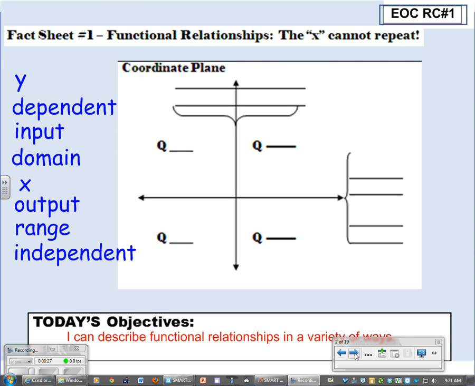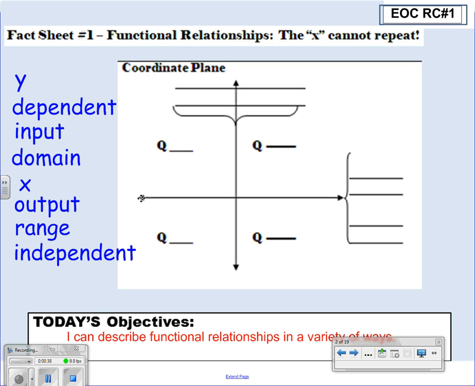Remember, to be a functional relationship, your x's cannot repeat. So we are going to plug in these particular things into our blanks. Our x-axis is the horizontal axis. So this is our x-axis here, or where we get our x's. X is also the domain. X is also the independent variable. I-N-D-E-P-E-N-D-E-N-T. I got it. Independent.